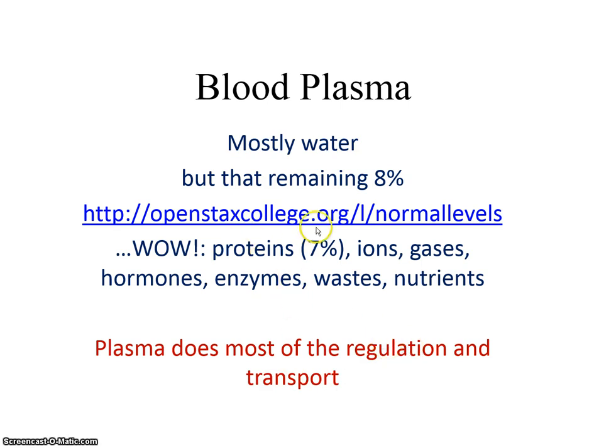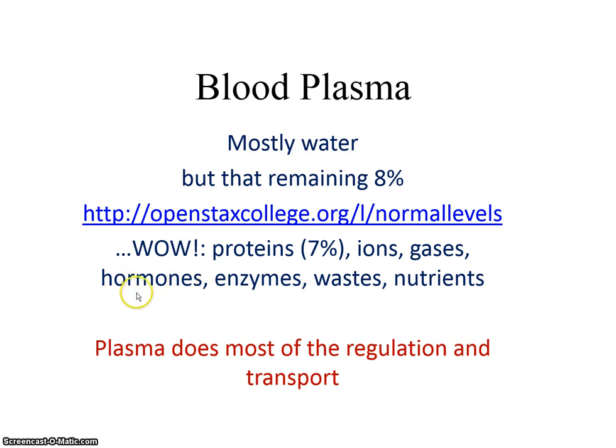About 92% of this is water, and then the rest of it is mostly proteins, but then we have ions, again, like you learned about in the chapter on endocrine, like sodium and potassium and calcium, but there's also bicarbonates, and there's small amounts of other ions, gases, oxygen, carbon dioxide. Some of them are dissolved, not a lot, but some of them are dissolved in plasma.